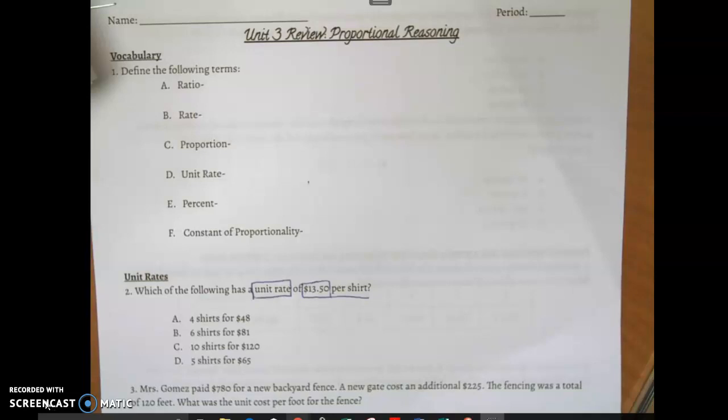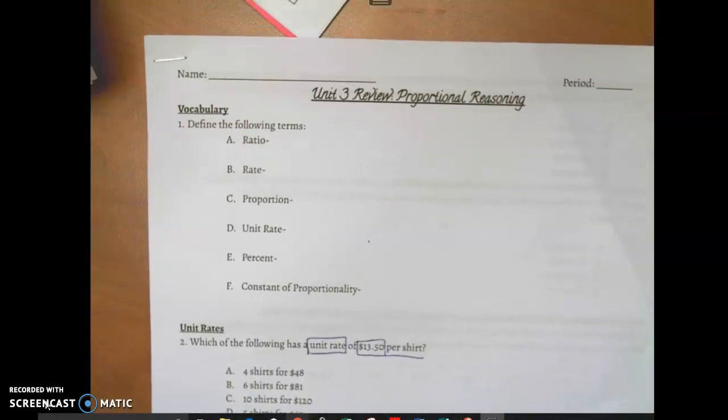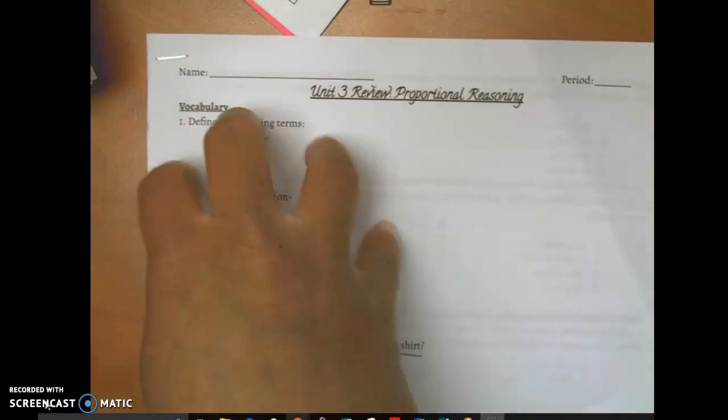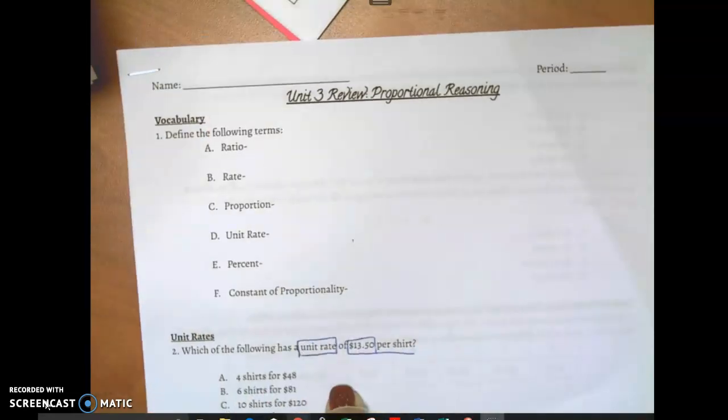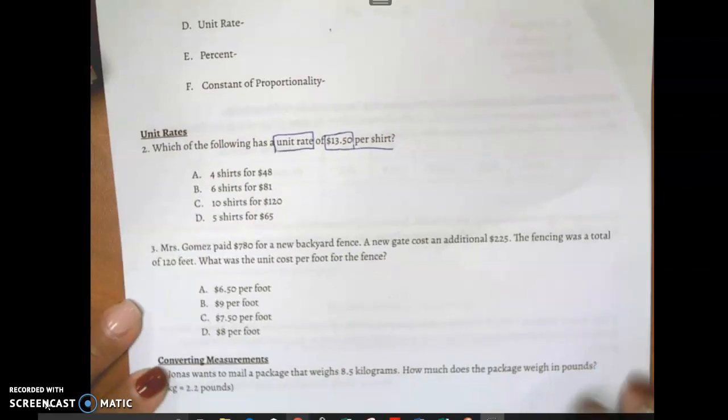Okay. Unit 3 review. These words have already been defined. They are going to be posted on Google Classroom. This question has already been done as well. Number 3 has been done, but I did it wrong. So let me correct it.